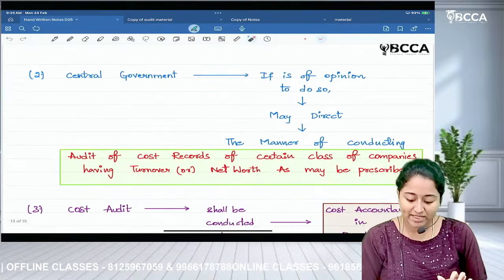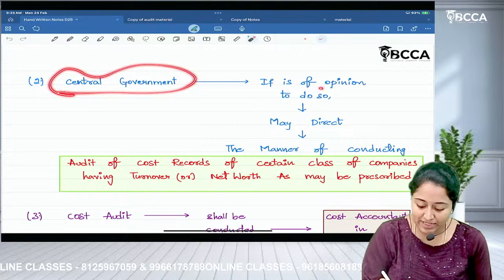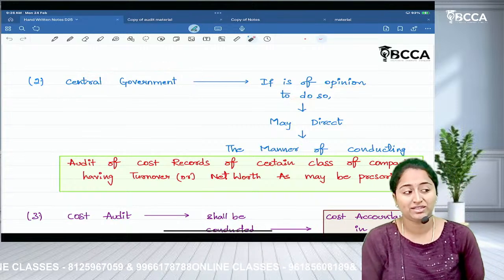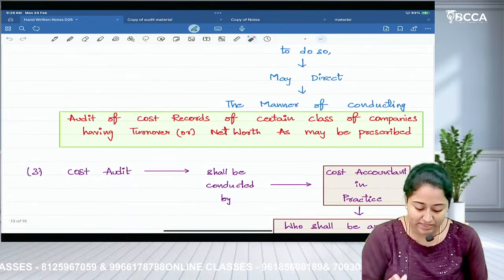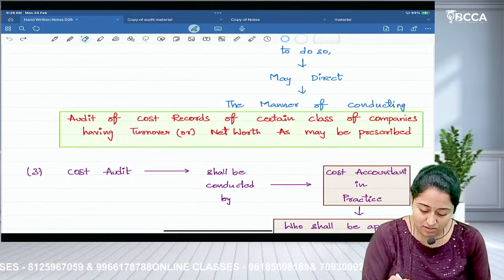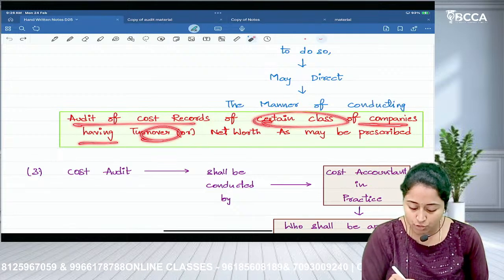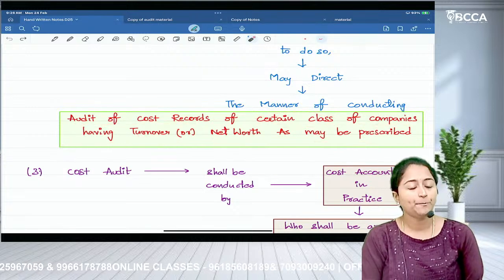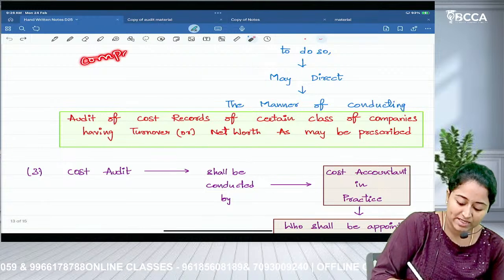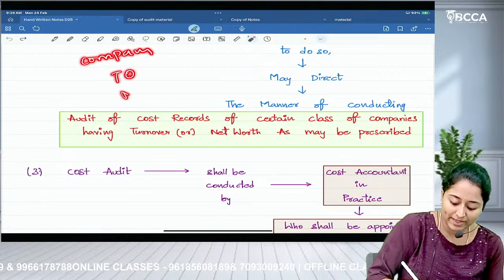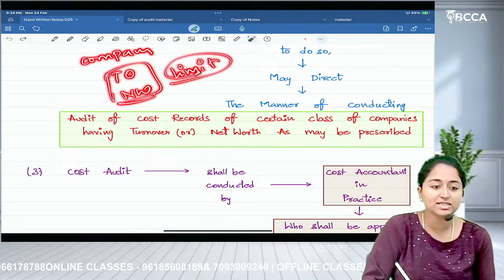Now, what is 148 subsection 2? If central government is of opinion to do so, then central government may direct the manner of conducting audit of cost records of certain classes of companies having turnover or net worth as may be prescribed. So, if central government thinks that a company has a turnover or net worth exceeding the limit which I have prescribed, now what is this limit? We'll know in the rules.